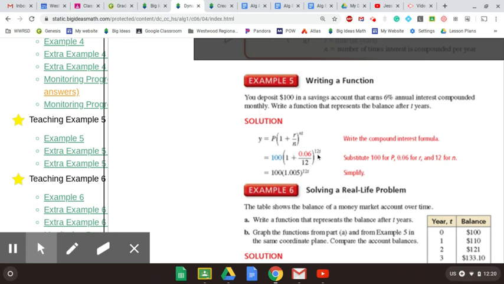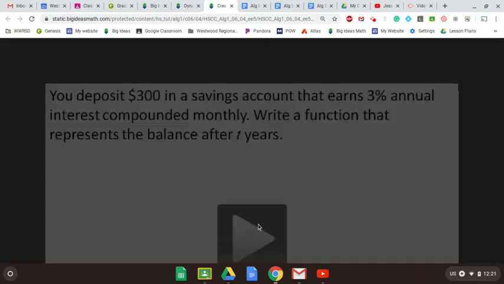And then this is raised to the power of NT. Again, our N is 12 because it's monthly, but I don't know T in the word problem. It just said to leave T as T. I do want to go one more step and simplify inside of the parentheses here. 1 plus 0.06 divided by 12 is 1.005. And this would be our answer to this question, 100 times 1.005 to the power of 12t, and I would leave my answer just like that. Let's look at another example, and let's let Big Ideas explain.